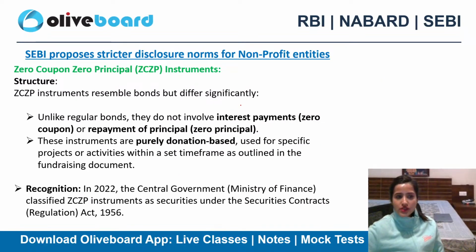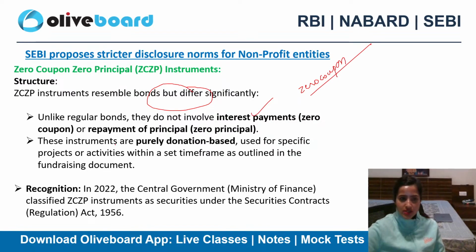Now, what is the structure of these instruments? They resemble bonds but differ significantly. How? Unlike regular bonds, they do not involve interest payments. Just like I told you, zero coupon means you do not have to pay the interest, and zero principal means you do not have to pay the principal amount also. These instruments are purely donation based. So they are like donation. They are not donation, they are just like donation. So you do not have to return that money.